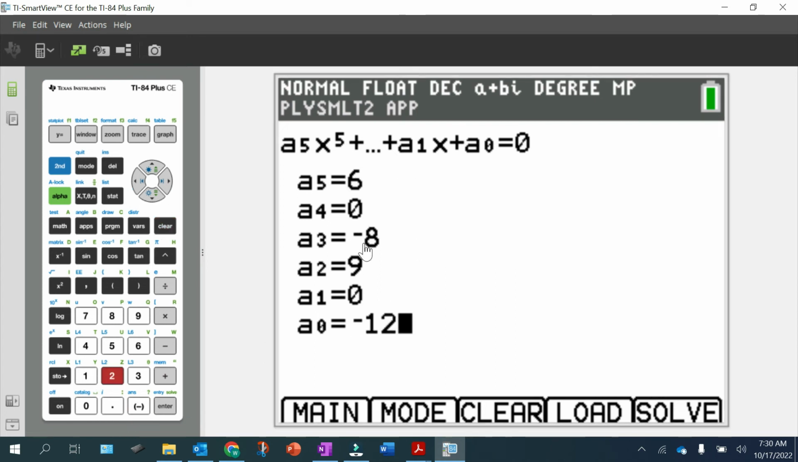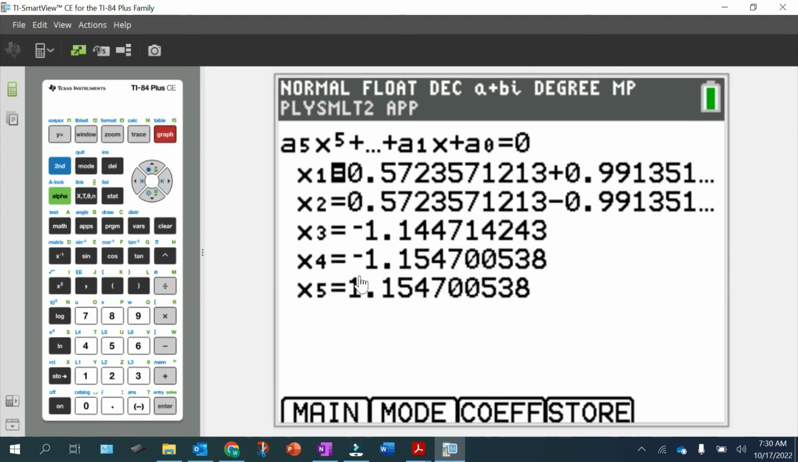All right, that is our polynomial. Now you see how you have all these 5 buttons at the bottom. That corresponds to these. We want to solve, so we're going to hit graph. And here are all of your zeros. You have one at 1.15, another at -1.15, and -1.145. These look really, really close to each other.